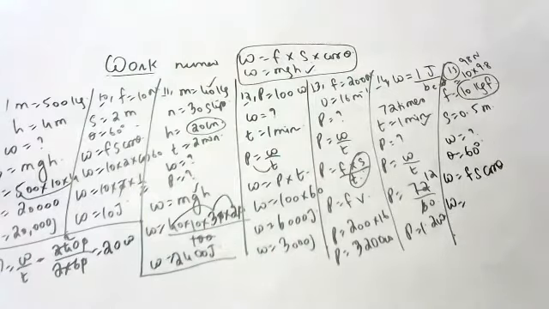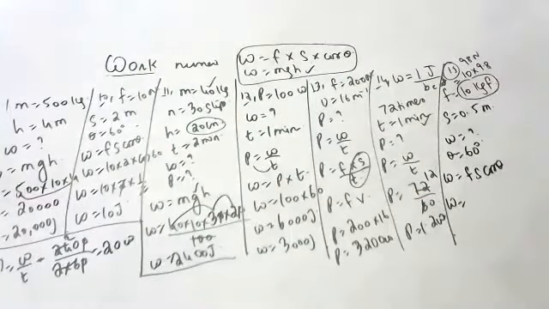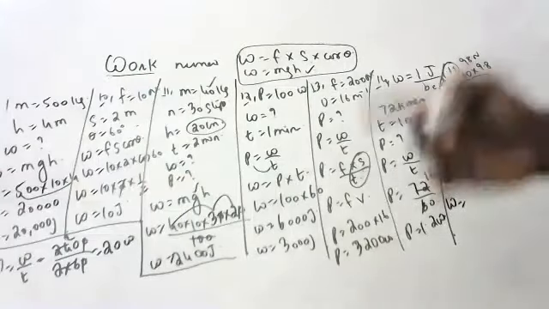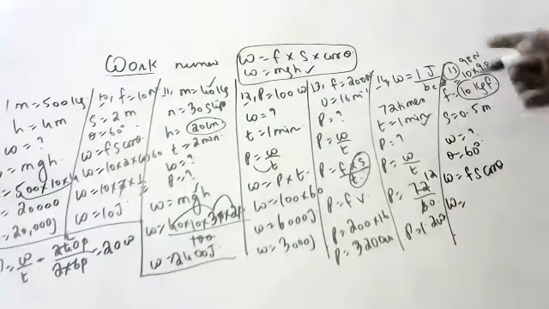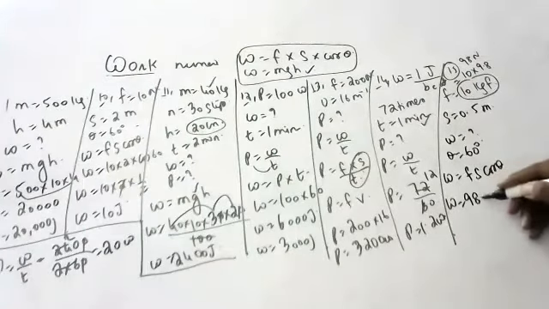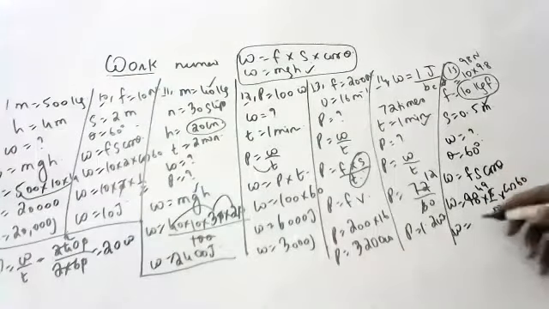Remember children, if they give in kgf, 5 kgf means 5 into 9.8, 100 kgf means 100 into 9.8, and 10 kgf means 10 into 9.8. So 98 Newton. Now Tanmay, tell how much is the force? 98. Displacement? 0.5, that is 5 by 10. Into cos 60. Cos 60 is how much? 1 by 2.